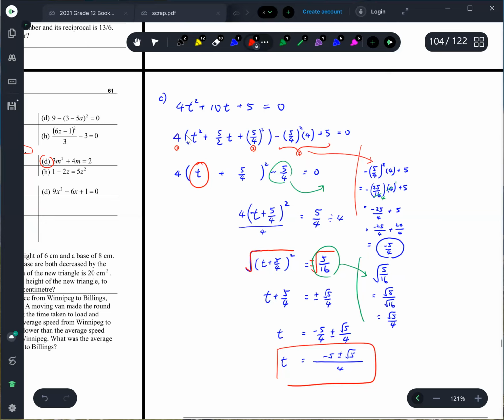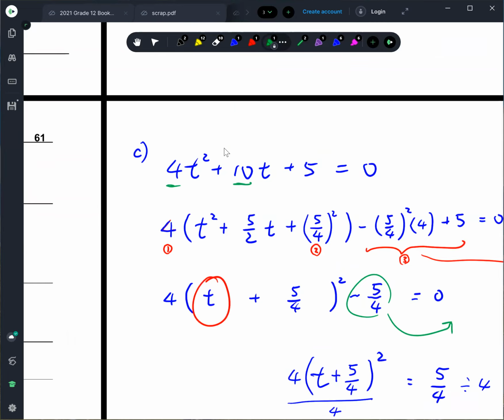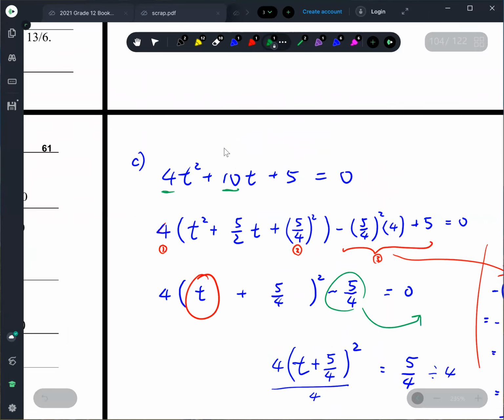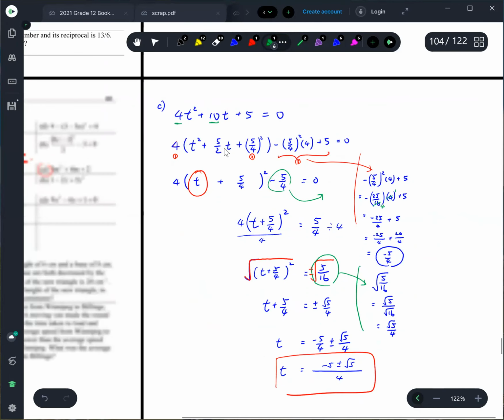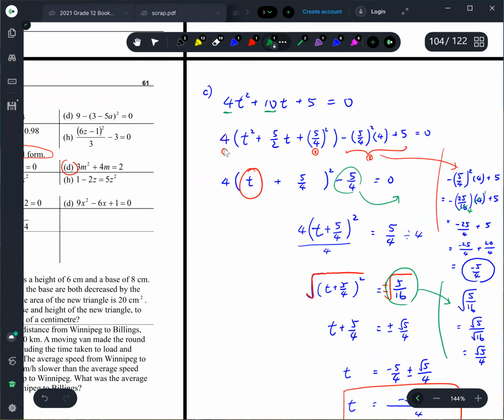So even if the 4 is not divisible into 10, from the beginning, you still can do complete the square. You just have everything in fractions. Okay, and then question D will be similar, except you need to move the 2 to the left side first, to have it in general form before you begin.